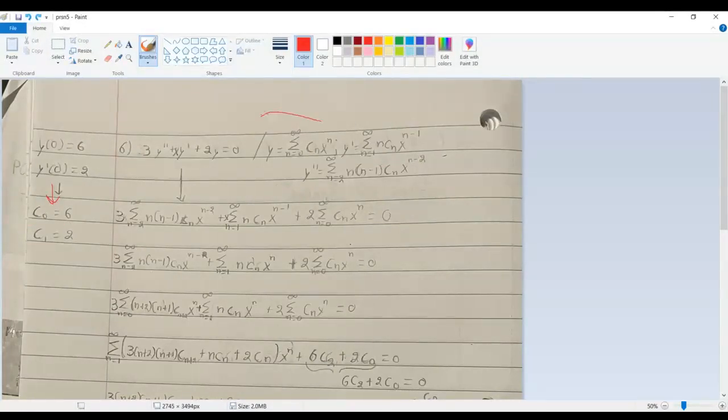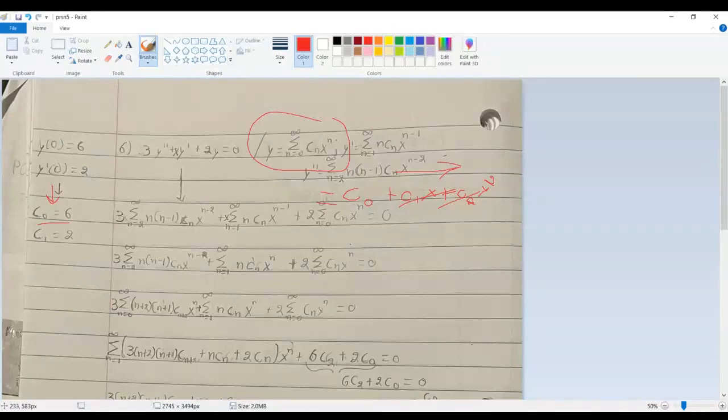For this equation over here, this just equals c_0 plus c_1 x plus c_2 x squared, and so on. When you plug in x equals 0, all the terms through infinity will equal 0. So the only one you're going to have left is c_0. And with that, you know that c_0 is going to equal 6.